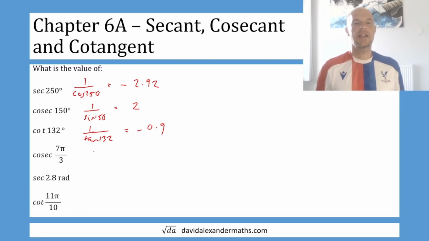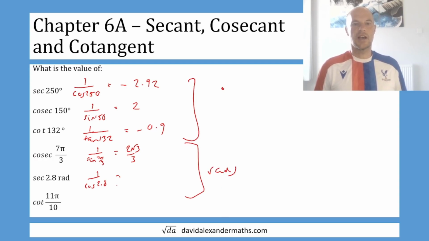Cosec of 7 pi over 3, that is 1 over the sine of 7 pi over 3. Note that it's 1 over the sine of 7 pi over 3. It's not the sine of 3 over 7 pi or anything like that. And for this we will get 2 root 3 over 3. The sec of 2.8 radians is 1 over cos 2.8 radians. So the first three are in degrees, and these ones here are in radians. And 1 divided by the cos of 2.8 radians is negative 1.06.